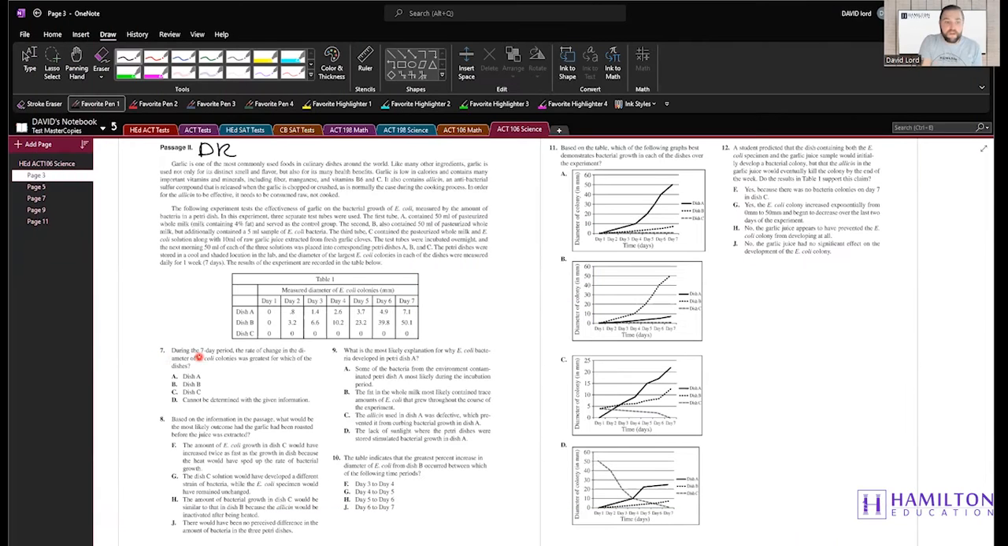Question number 7. During the 7-day period, the rate of change, so it's probably talking about slope, in the diameter of the E. coli colonies was greatest for which of the following dishes? So we're looking for the rate of change over 7 days. So for dish A, it's 7.1 over 7. So that's about 1. B is a lot bigger. It's 50.1 over 7, which is about 7. And then dish C didn't grow at all, so that had no change. So the one that had the greatest rate of change would be answer choice B.